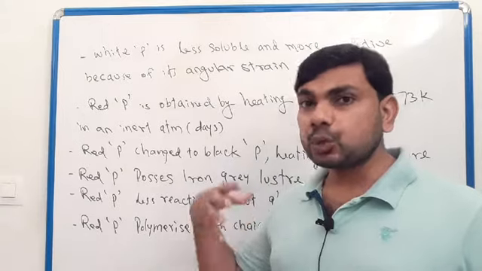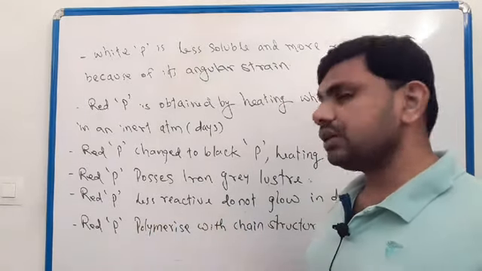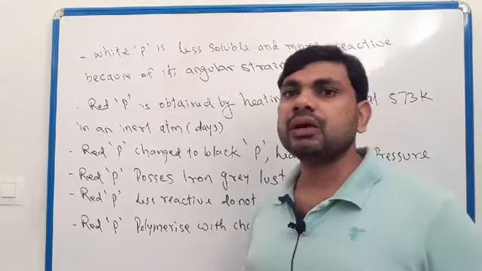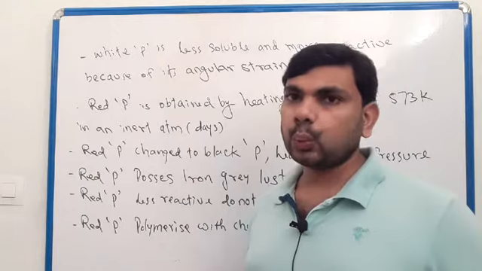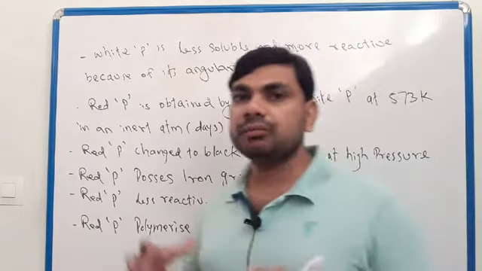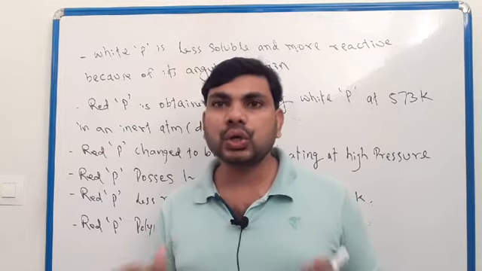Similarly, red phosphorus forms a polymer structure. Compared to white phosphorus, red phosphorus is less reactive and does not glow in the dark. We discussed that white phosphorus will glow in the dark, but red phosphorus does not glow in the dark.